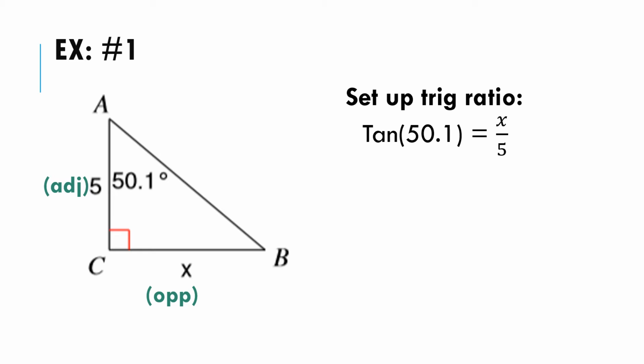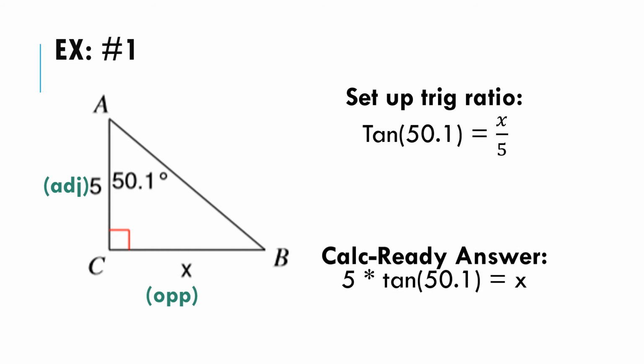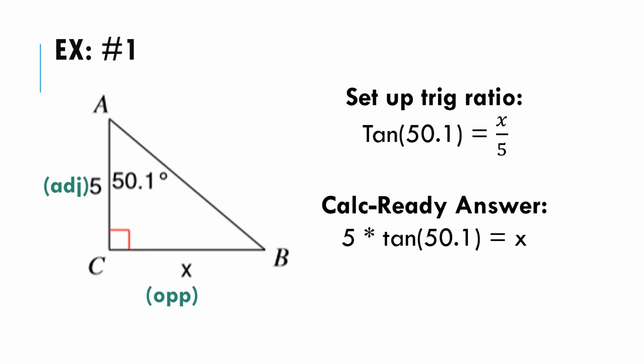So our first step is to set up our trig ratio. Because I'm using opposite and adjacent, I actually skipped over step 1, didn't I? But our first step is to pick which sides we're using and then decide that we're going to use tangent. So now that I've decided I'm using tangent with my opposite and adjacent, I'm going to say the tangent of the angle, so the angle here is 50.1, equals the opposite x over the adjacent 5. So I've set up my trig ratio there, and I've plugged in everything that I know. So then remember, we need to get it to the calculator-ready answer. In this case, I'm going to want to multiply both sides by 5. That way I can isolate x and get it all by itself. So voila, I have isolated x.